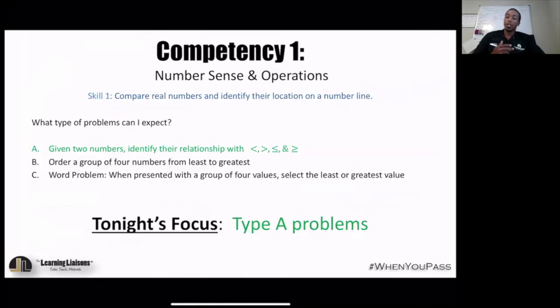We're going to start with competency 1, skill 1. Competency 1, again, is number sense and operations. And skill 1 is comparing real numbers and identifying their location on the number line. So there are 3 main types of problems that you'll see here. And I'm going to list it right here.